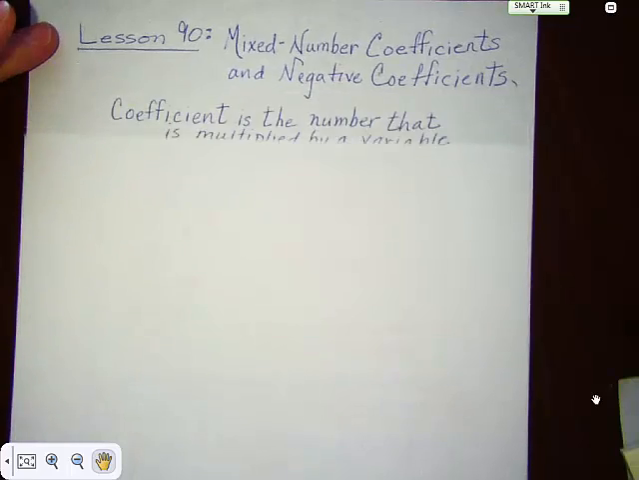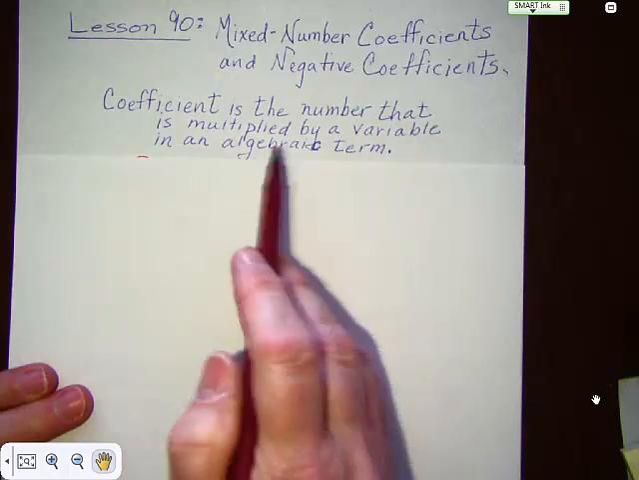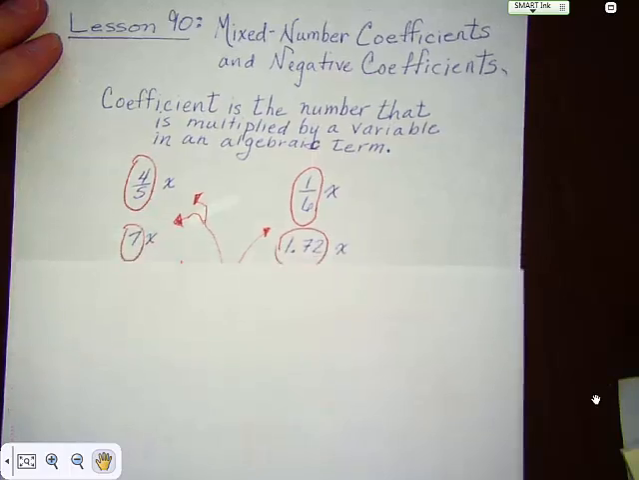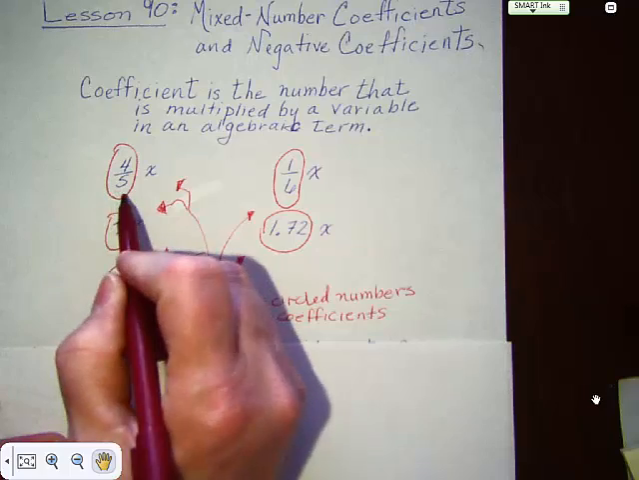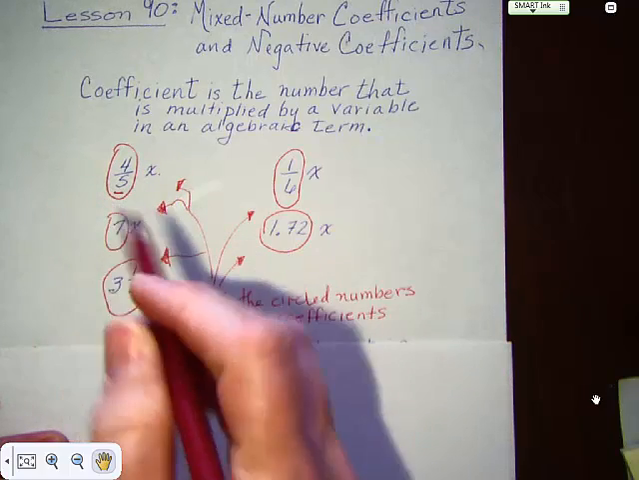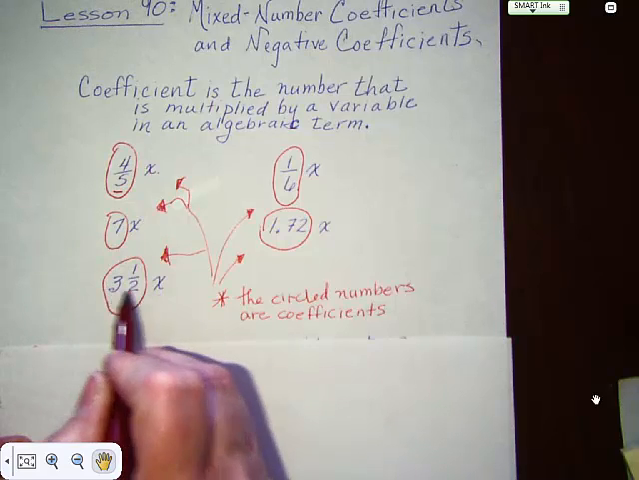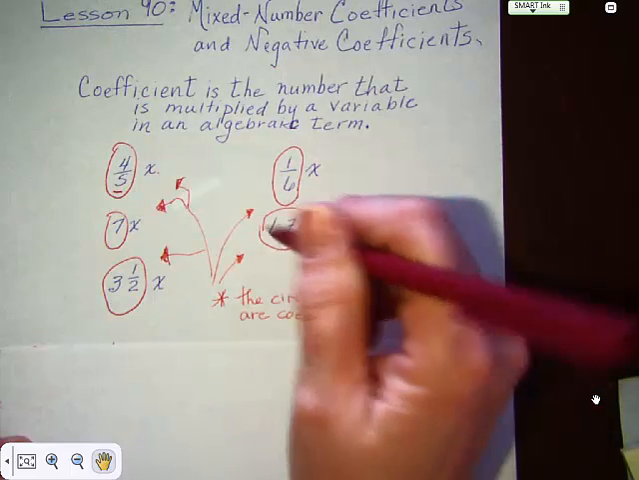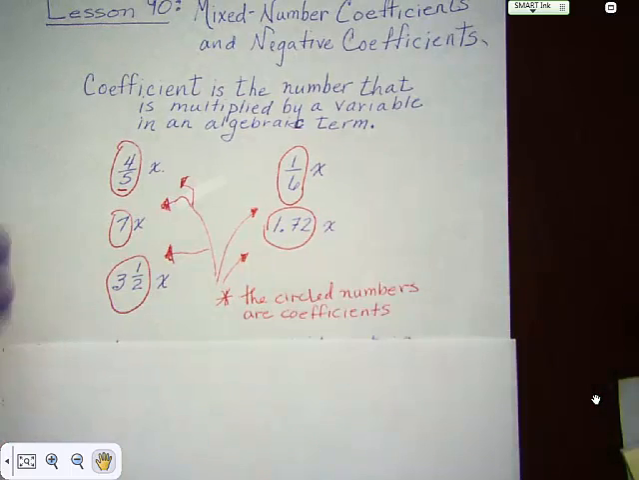Now, to understand coefficients, you need to know what a coefficient is. A coefficient is the number that is multiplied by a variable in an algebraic term, which interpreted means it is the number in front of the variable. So in 4/5 x, 4/5 is the coefficient; 7x, 7 is the coefficient; 3.5 x, 3.5 is the coefficient; 1/6 x, 1/6 is the coefficient; 1.72 x, 1.72 is the coefficient. So it is the number in front of the variable in an algebraic term.